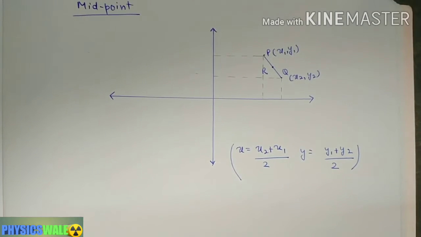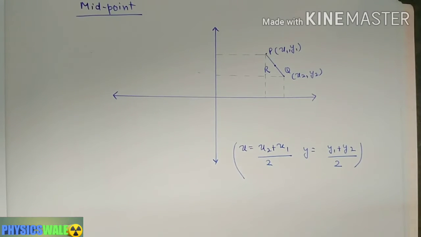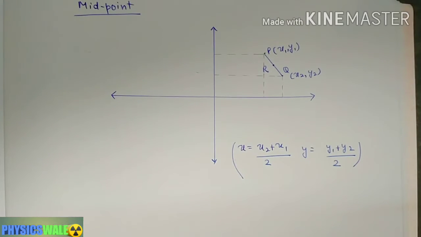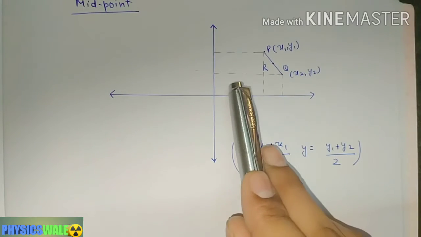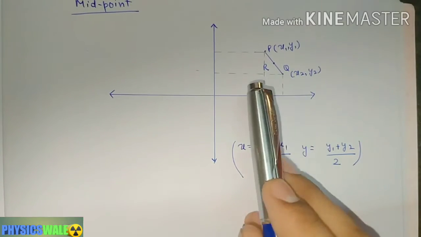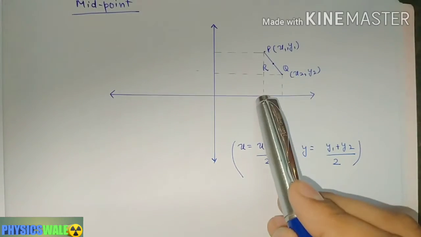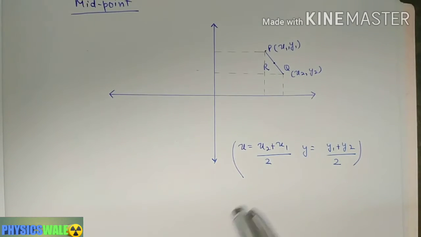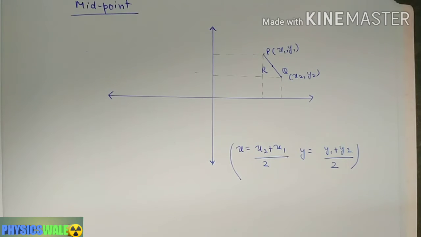Now consider the same 2 points P and Q with the same coordinates as before. Now we have got a point R lying exactly in between the 2 points. We want to calculate the coordinates of the point R. We can clearly see that the x coordinate of R is lying exactly in the middle of the x coordinates of P and Q, and the y coordinate of R will be lying exactly in between the y coordinates of P and Q. So we can calculate the coordinates of point R as x equal to x2 plus x1 divided by 2 and y equal to y1 plus y2 divided by 2.